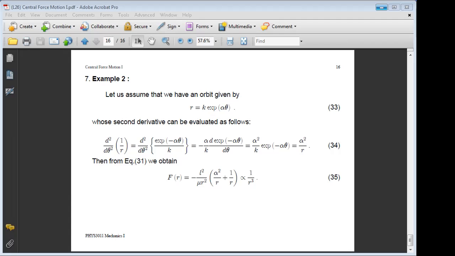Now finally, if the particle has energy E3, what will happen? It will stay at the position R3 indefinitely. Now, what does it mean? That means the orbit is circular.